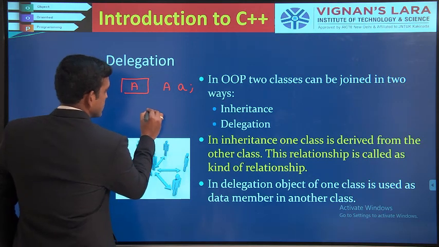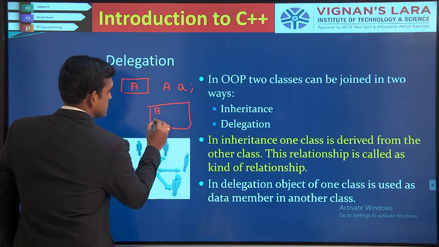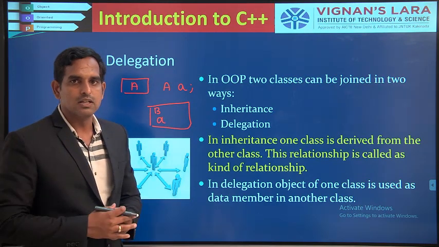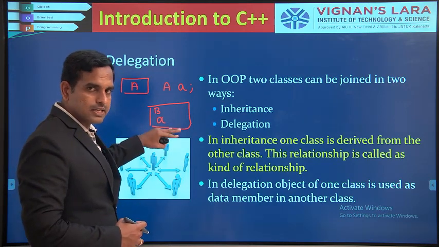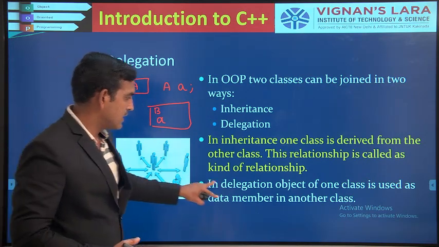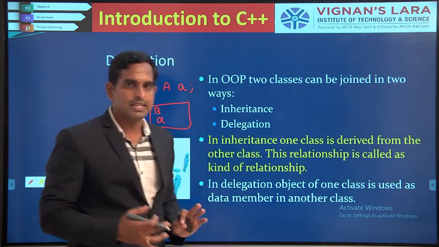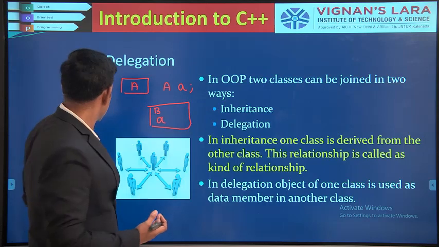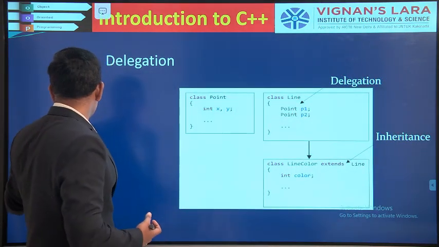The delegation part is, you are having class B. Inside this class B, you are using the particular object of A. This part, that is using the objects of another class in this particular class, we will be calling delegation. Delegation: the object of one class is used as a data member in another class. Delegation is the process of using this particular thing.